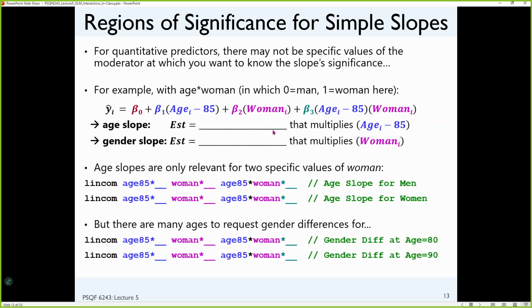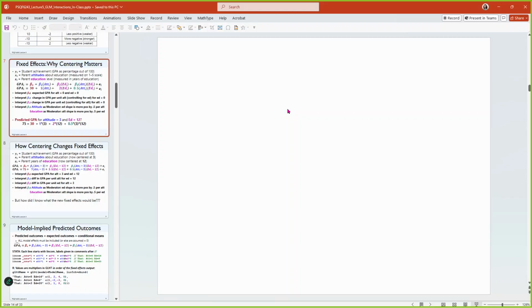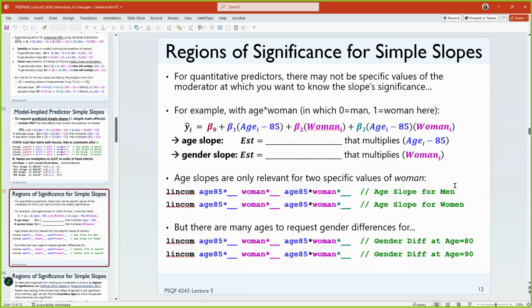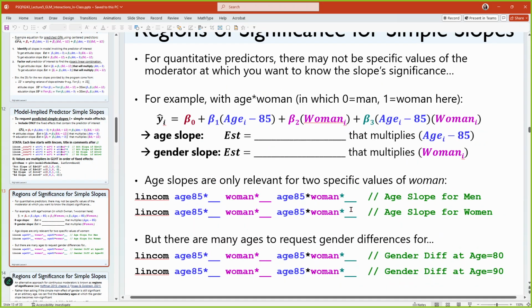So here's a different one. We can try to fill in these values. Let me get out of the presentation so I can do that. Slide 13 is where I'm at. So here's another one. Let's say that this is my model. I have age, I have binary gender in which 0 is the men, 1 is the women, and I have their interaction. Let's say that we're predicting some outcome here. So what would be the ingredients I need to get the age slope for either gender? What would I need?